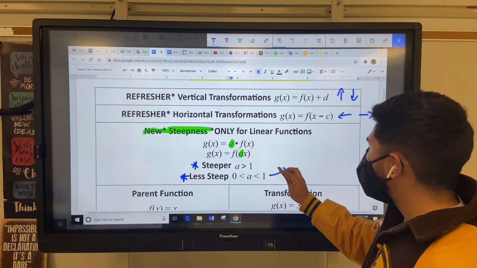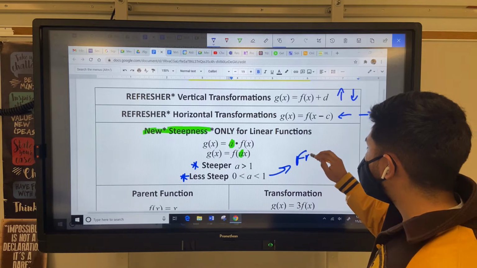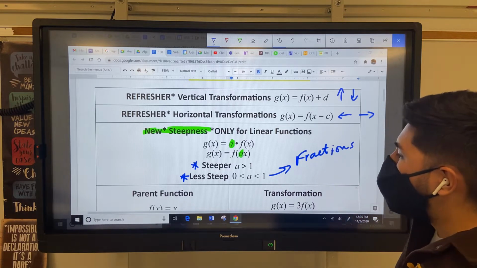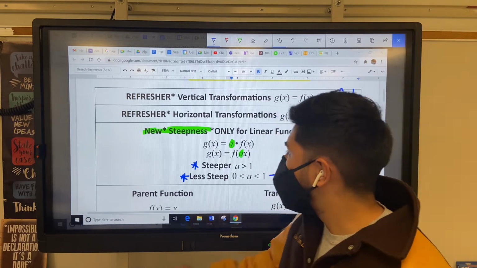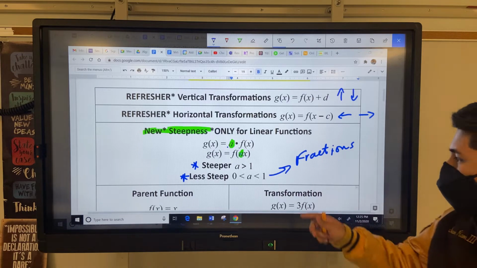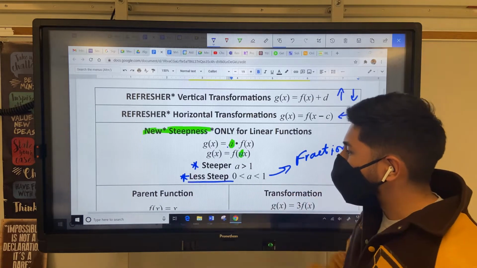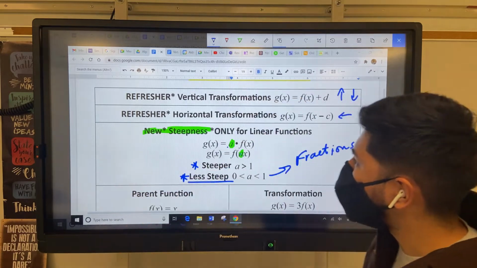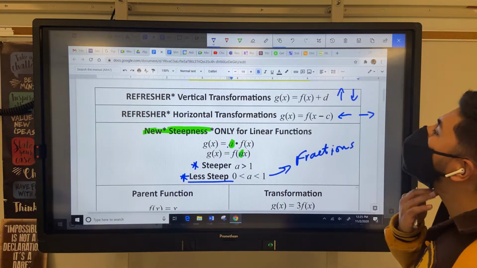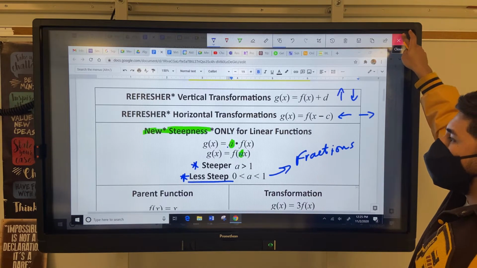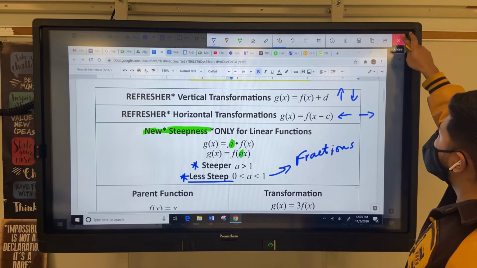So let's make a little note right here. That means it's fractions. If you see a fraction as your slope, that's either A inside or A outside, and you see a fraction, you should automatically know, hey, that's going to be less steep. That means it's going to be going down. Okay? All right. Pause the video if you need to make notes. I'm going to keep going.